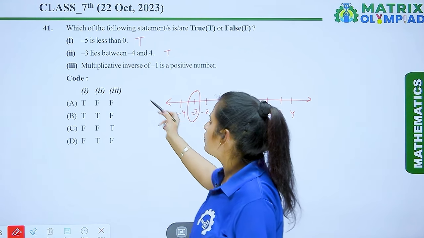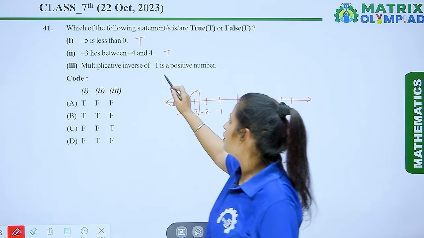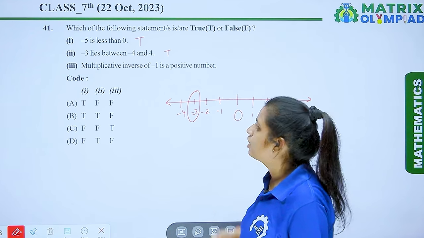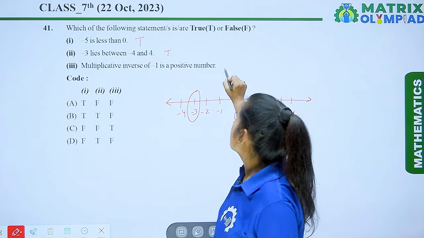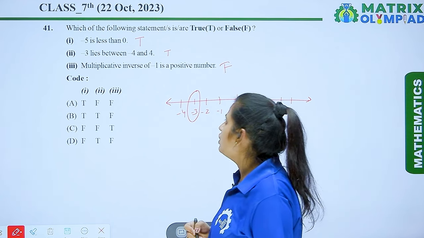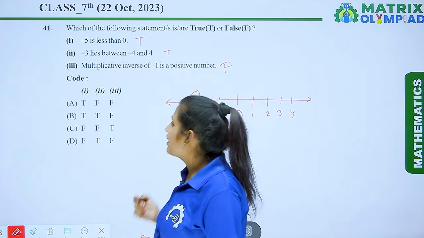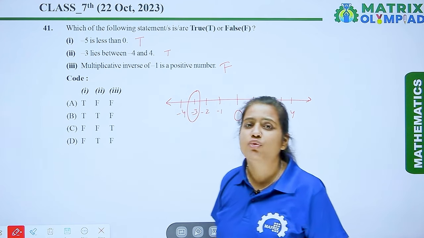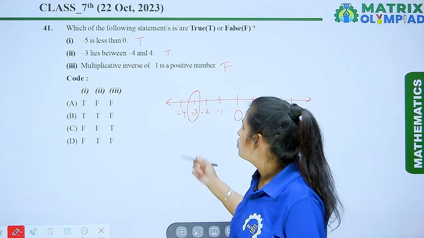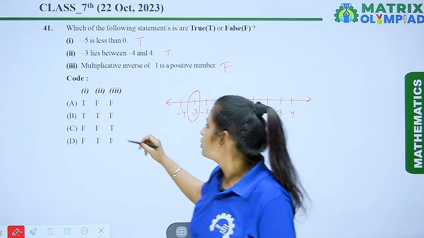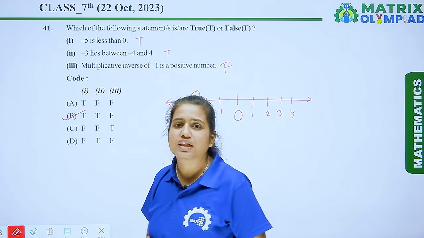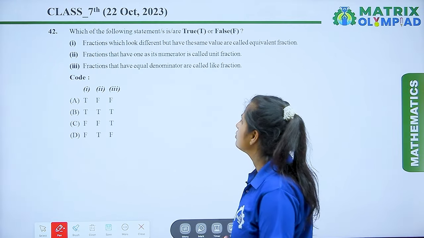Now, the third statement, multiplicative inverse of negative 1 is a positive number. No, this statement is false, because multiplicative inverse of negative 1 is negative 1 only. So, here sequence is true, true and false. So, here option B is the correct answer.